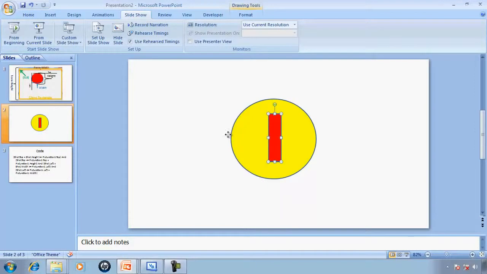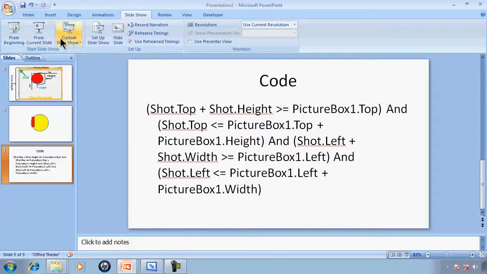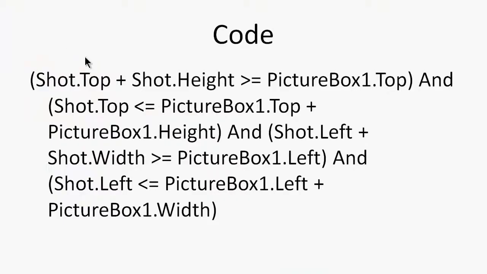For the sides, we have shot.left plus shot.width has to be greater than or equal to the side of this invader. And for the other extreme, we'd have to make sure that the shot's left is less than or equal to the invader, or in this case the picture box, dot left plus the picture box dot width. So this is the code, and I'll just go ahead and make this a little bit larger.